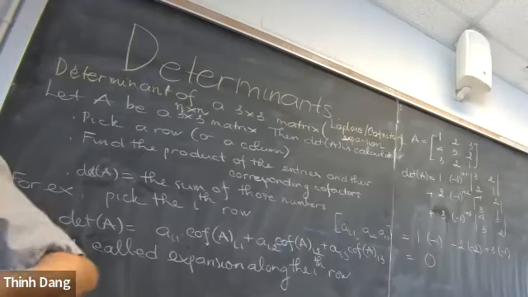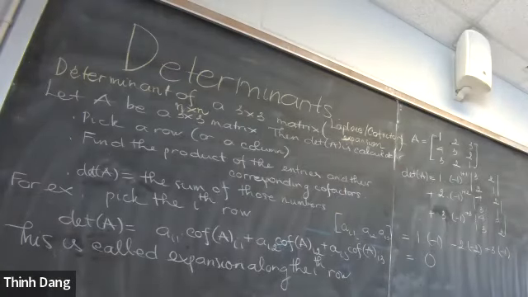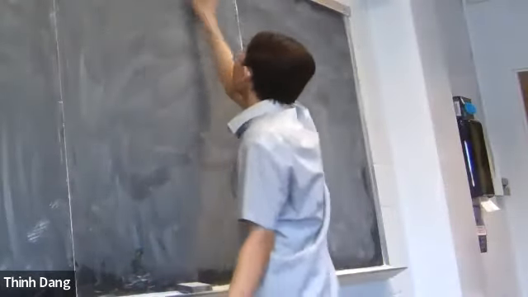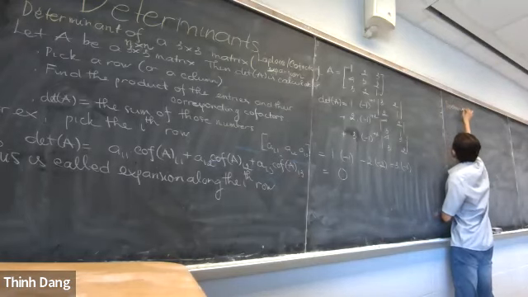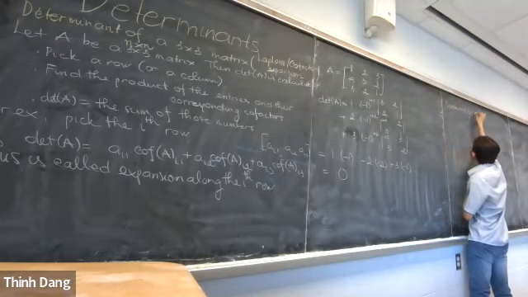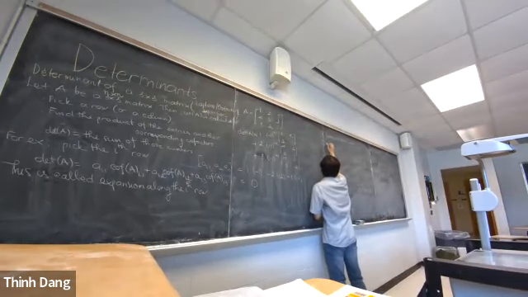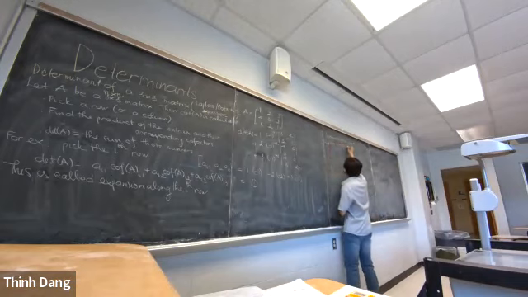So let's use a formal definition for the determinant of an n by n matrix. Determinant: let A be an n by n matrix.